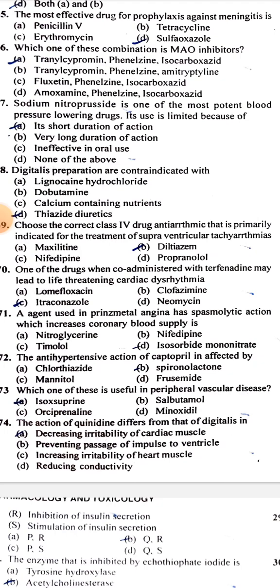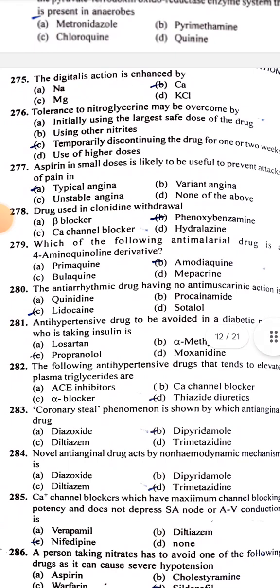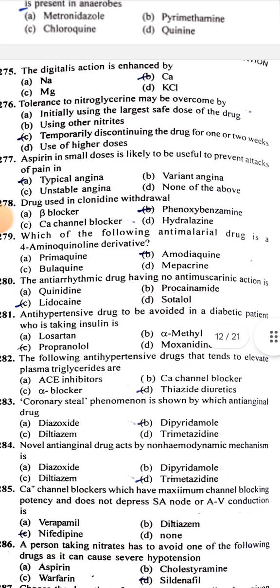Which one of these is useful in peripheral vascular disease? Isoxsuprine. The action of quinidine differs from that of digitalis in decreasing irritability of cardiac muscle. The digitalis action is enhanced by calcium. Tolerance to nitroglycerin may be overcome by temporarily discontinuing the drug for 1 or 2 weeks. Aspirin in small doses is likely to be useful to prevent attacks of pain in typical angina.